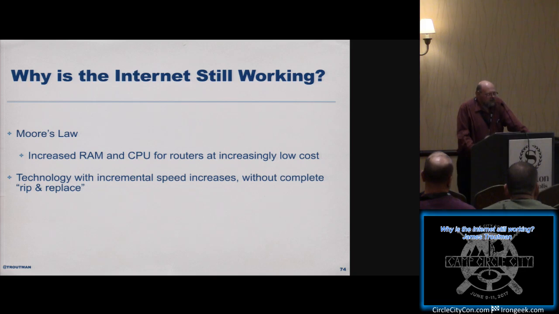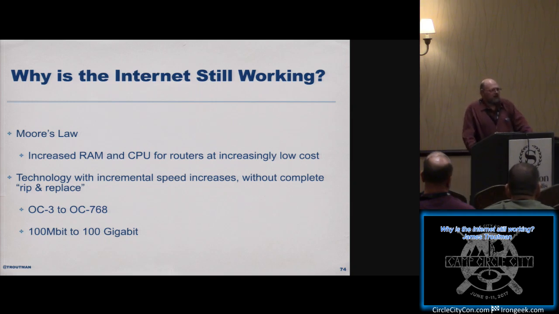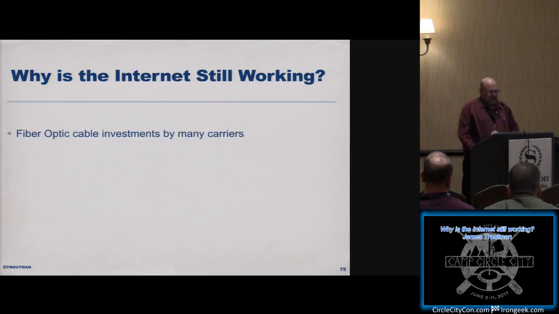We've also had technology that's had incremental speed increases, so we didn't have to completely rip and replace. We've been able to upgrade SONET systems from OC3 to OC768. We've gone from 100 meg fast Ethernet to 100 gig, and it's still essentially Ethernet. I mean, it's different, but over the years you were able to buy new switches and new routers where maybe you had the option of buying that really expensive upgrade card and now you've got 10 gig ports, or you can buy that other really expensive upgrade card, now you have 100 gig ports. You didn't have to replace the entire box to do it.